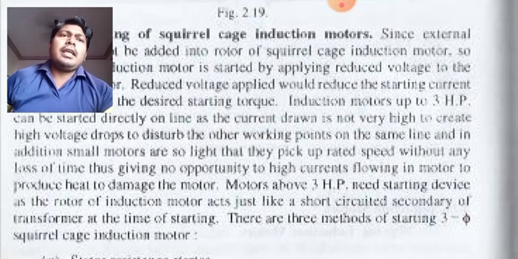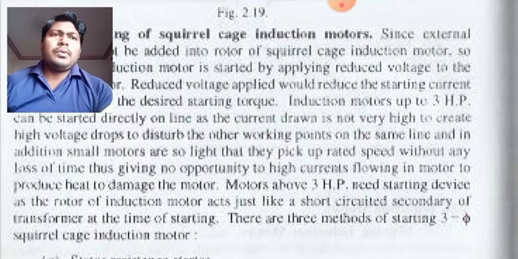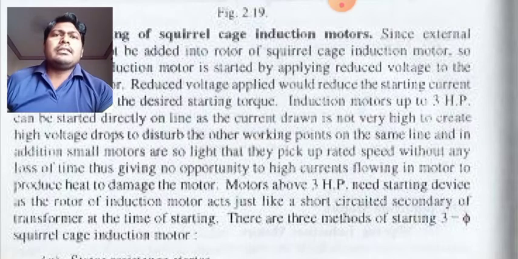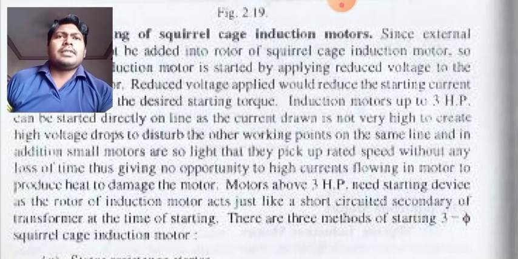Now motors above 3 HP need a starting device, as the induction motor acts just like a short-circuited secondary transformer at the time of starting. There are three methods of starting a three-phase squirrel cage induction motor.